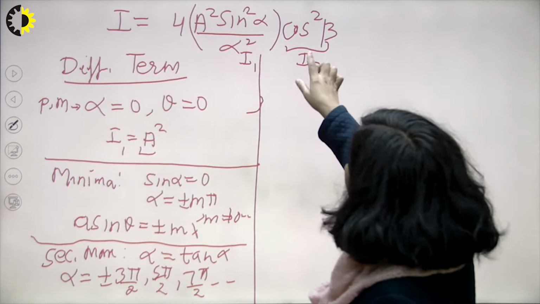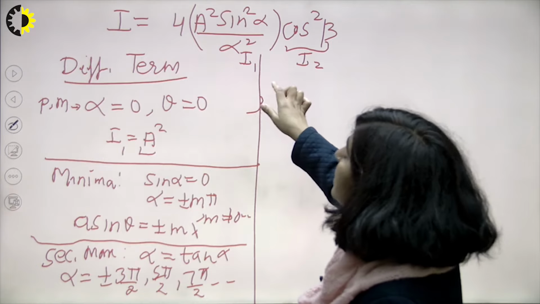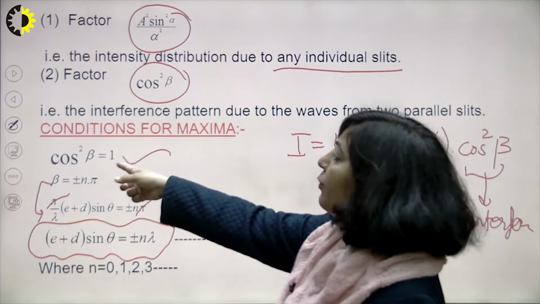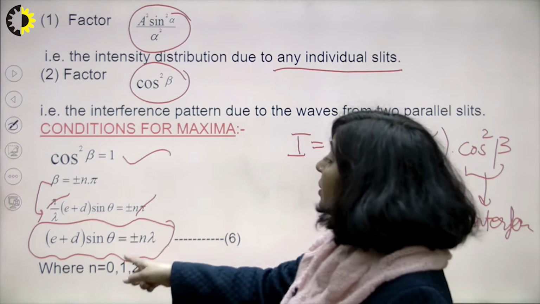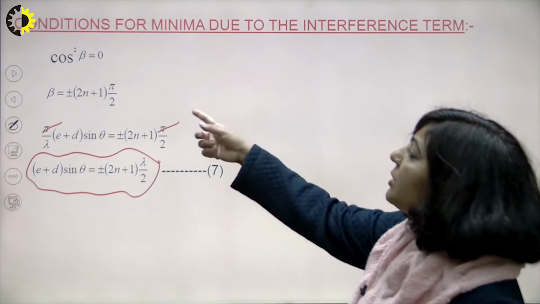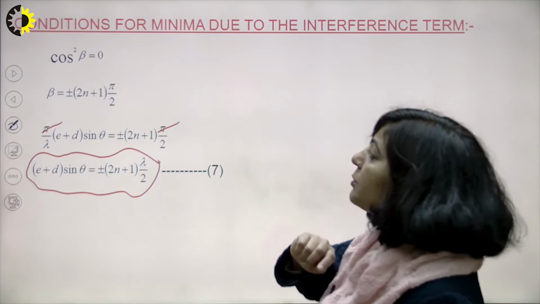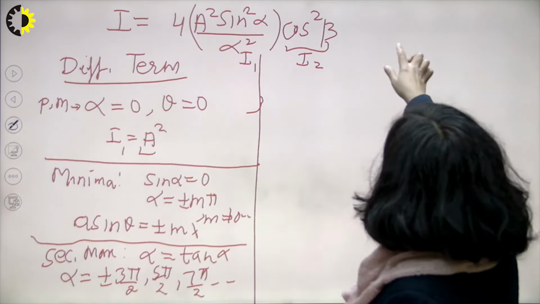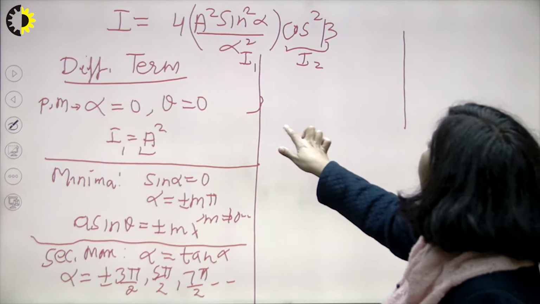And according to this interference term, this cos square beta, as I have already discussed in the last slide, cos square beta for maxima it will be 1, and the condition in terms of theta will be this. And for minima, cos square beta will be 0, and beta will take these values plus minus 2n plus 1 pi by 2.